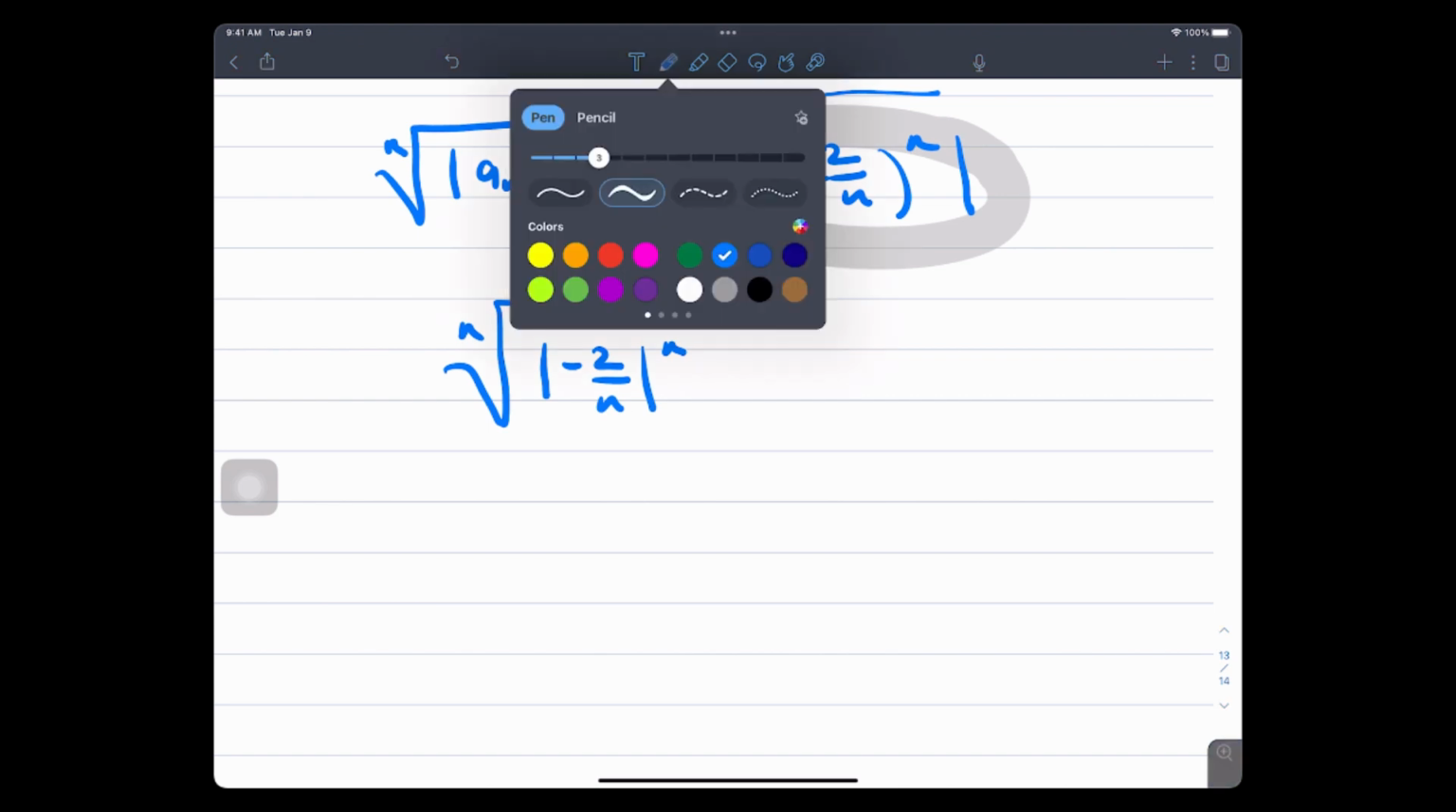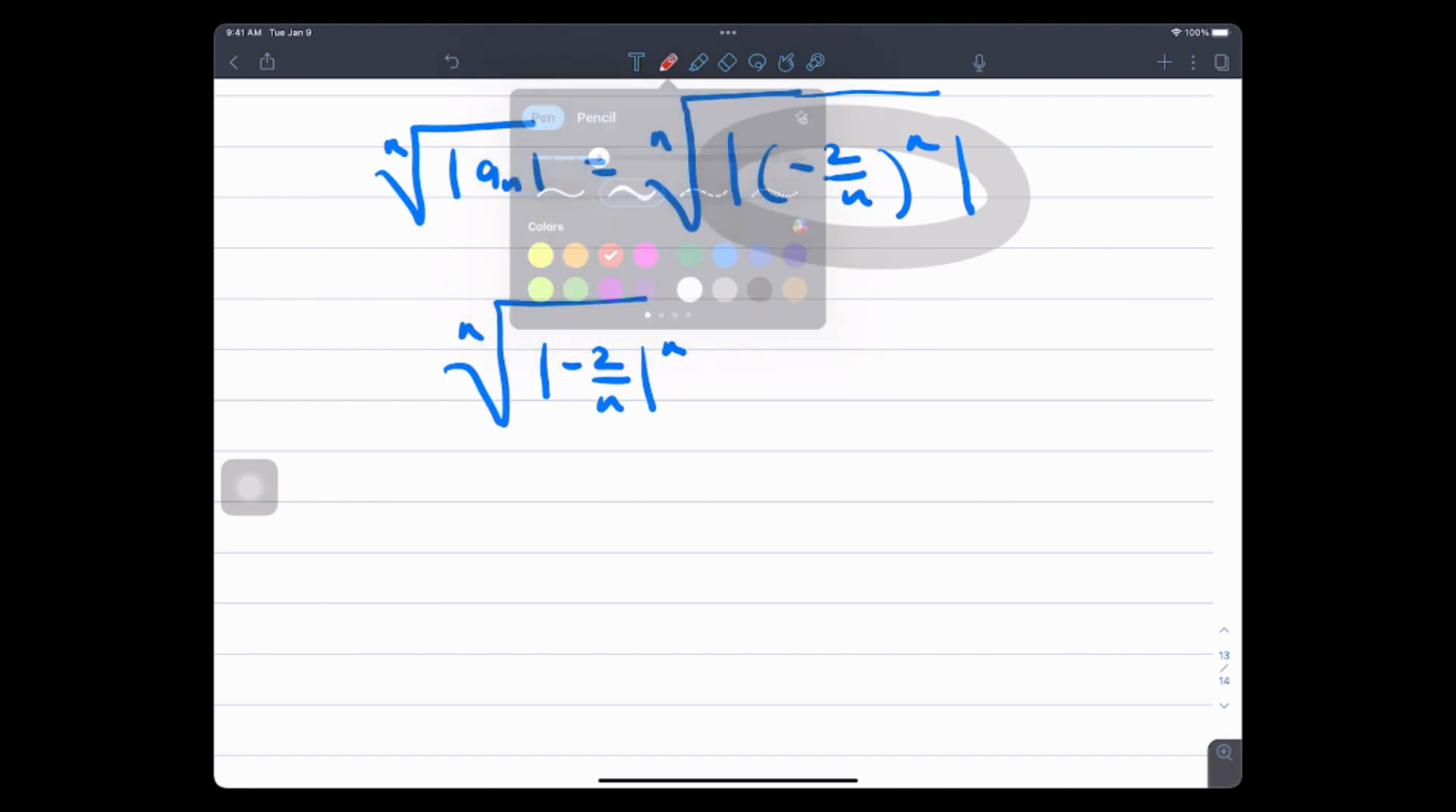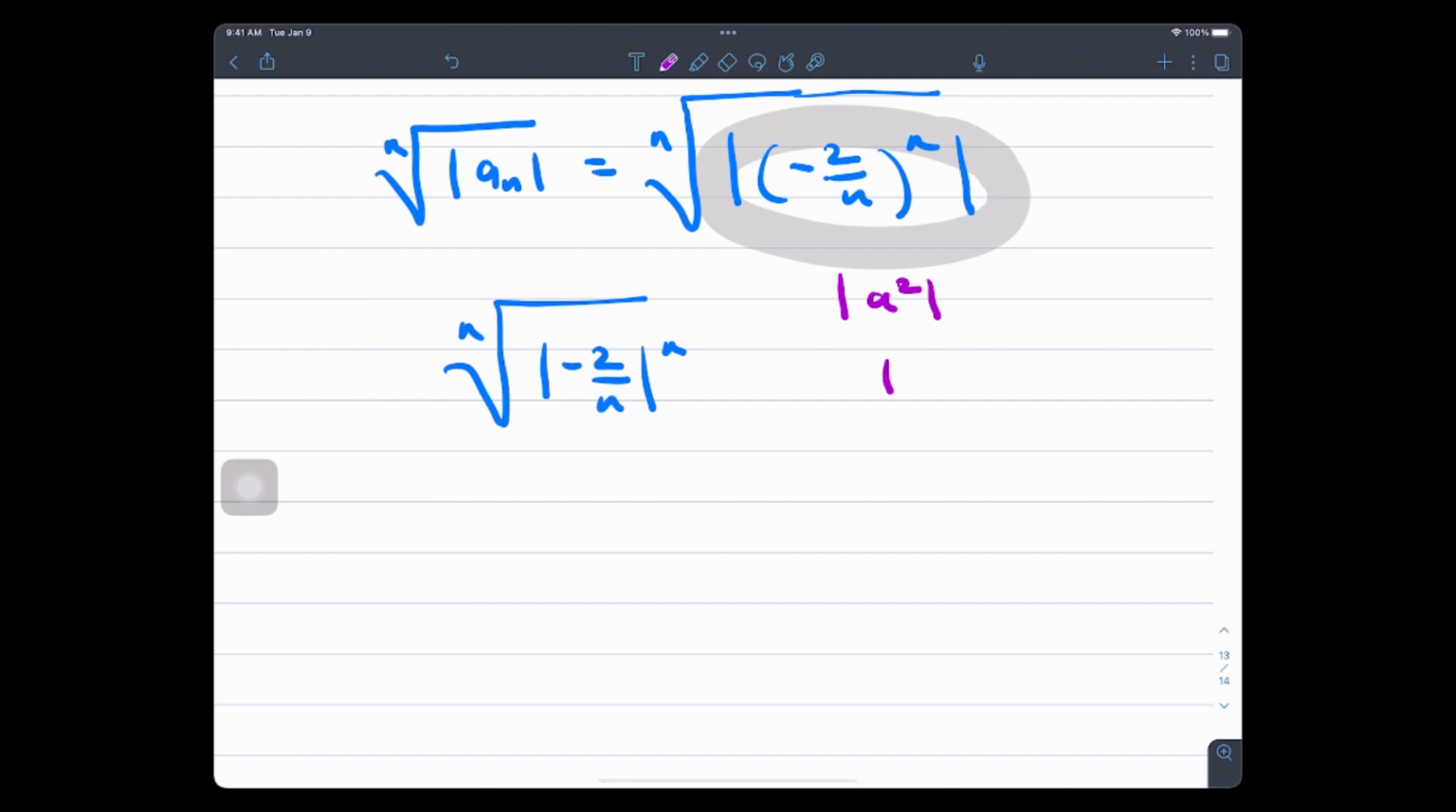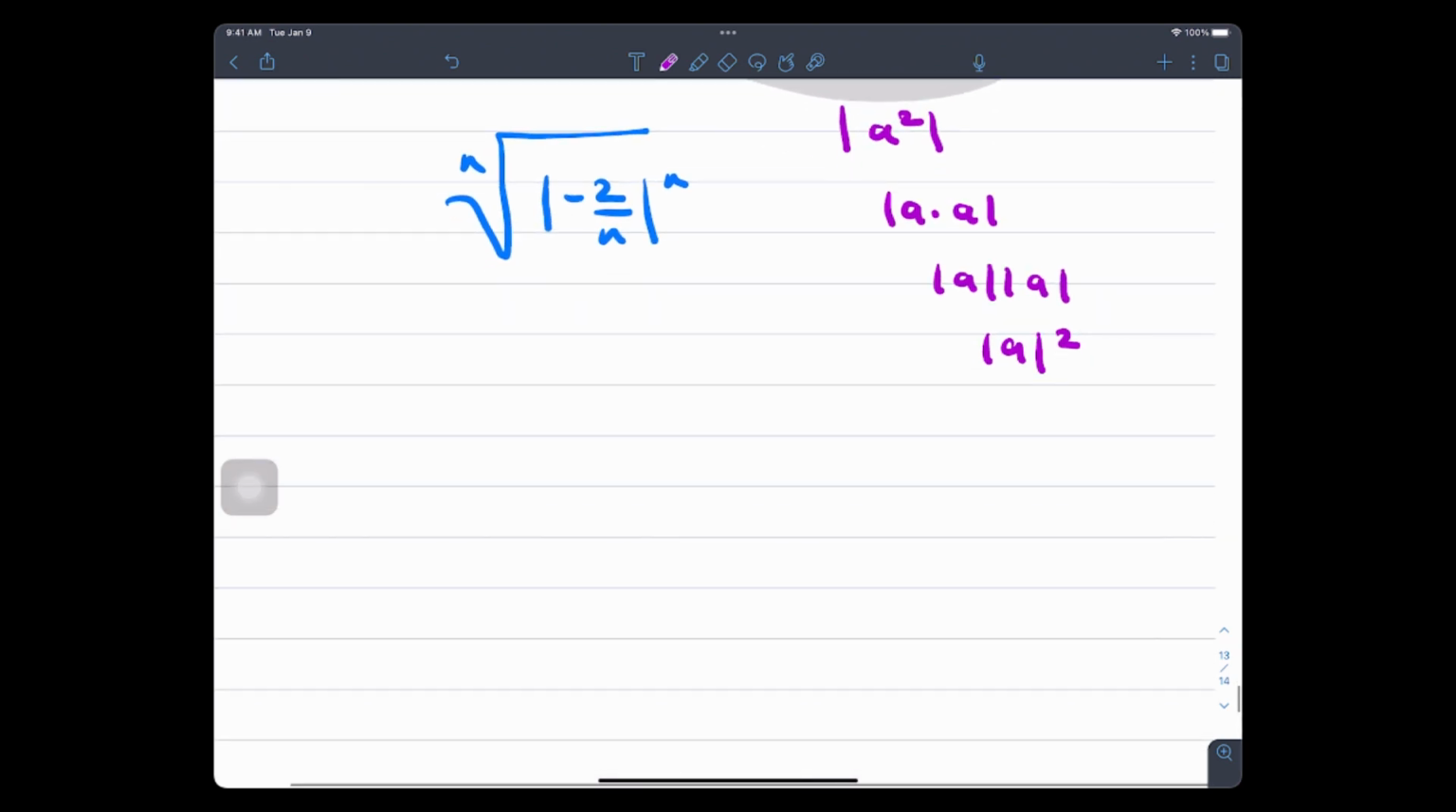Now, sometimes students don't know what that means. You go, well, you know why? Well, let's look at this here. If I said to you guys, you have the absolute value of a squared. This is the absolute value of a times the absolute value of a, which is the absolute value of a times the absolute value of a. You guys see what I'm saying? That's the algebra. That's how I can take the power outside my absolute value.